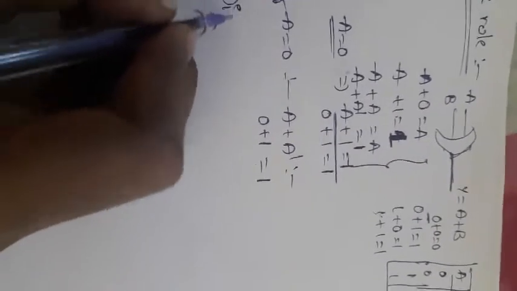Now coming to the next one. We will come to the 4th rule, that is the distributive law.